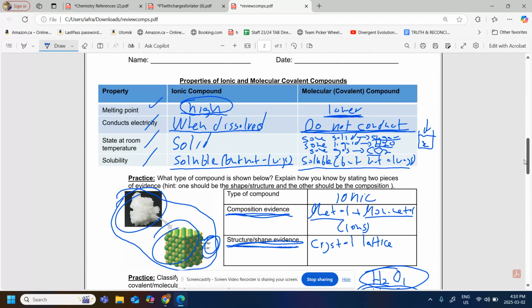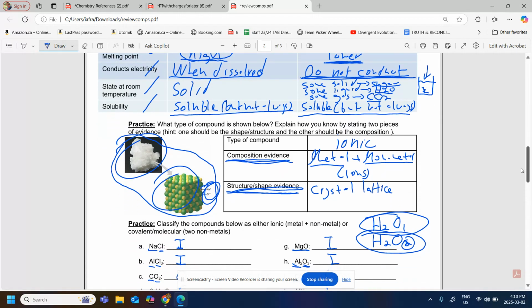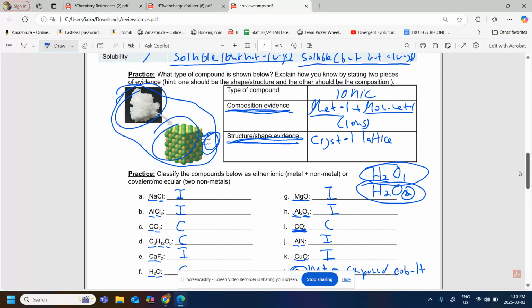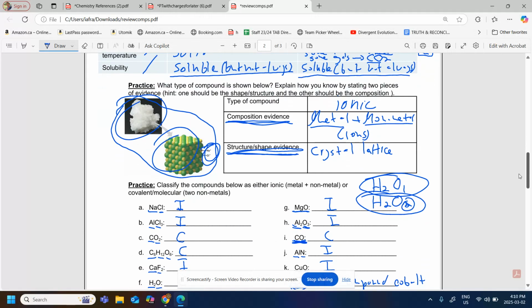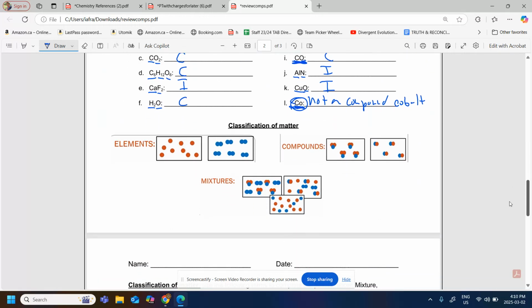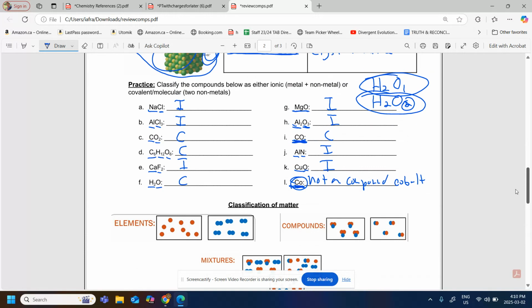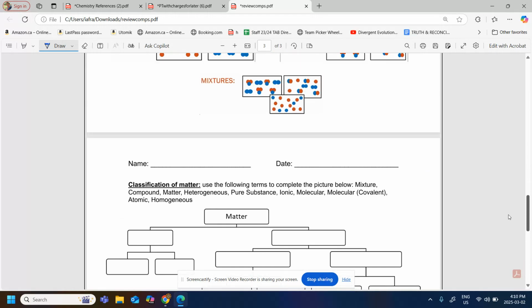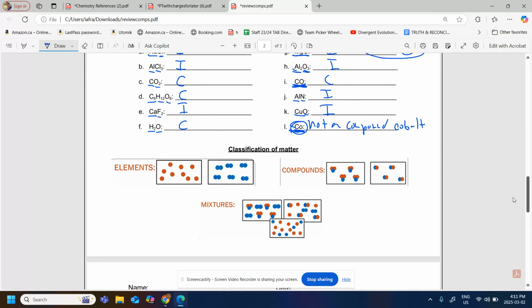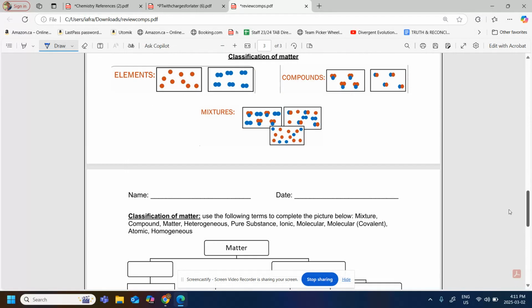In this video, we took up properties of ionic and molecular compounds. We did some practice problems and basically applied the properties and composition to the practice problems. In the next video, we're going to do a quick review of classification of matter, which you saw in grade 9. It's just a brief overview. Please make sure you read it over, and if you need extra support, you can watch the video lesson to make sure you get the extra support to review it.